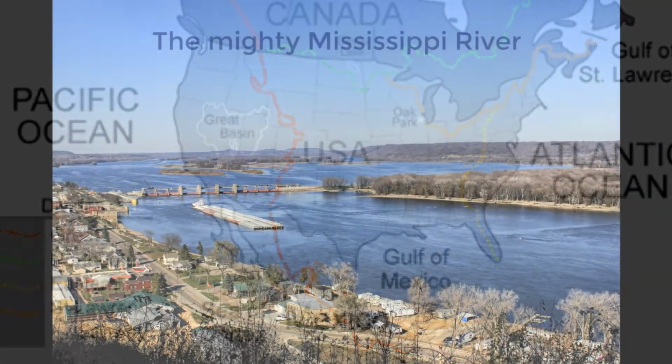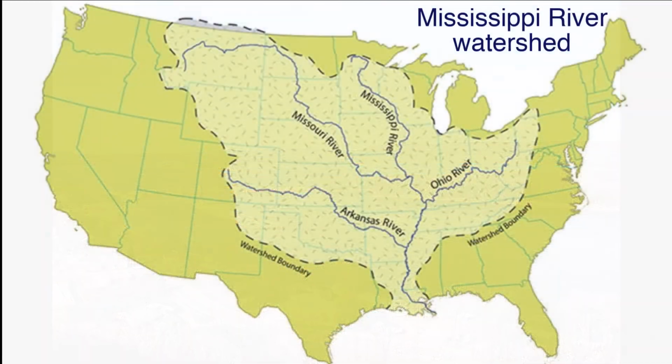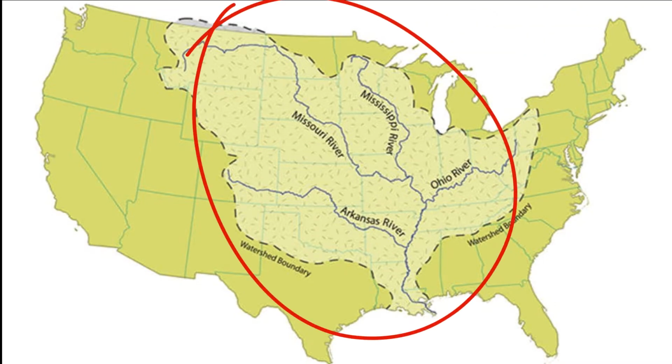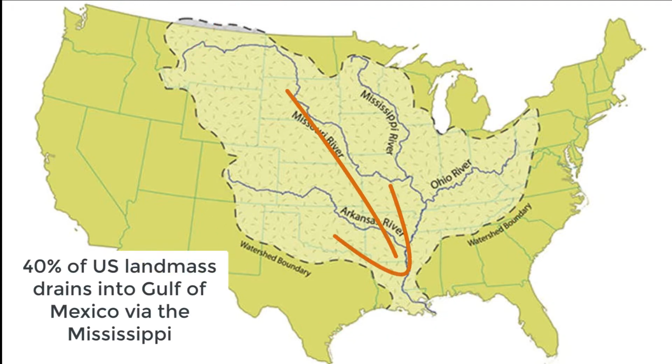And the Mississippi River has the world's 4th largest watershed. It's found in 32 states in the United States and 2 Canadian provinces, and that all empties into the Gulf of Mexico. About 40% of the landmass of the continental United States is covered by this watershed. That's incredible.